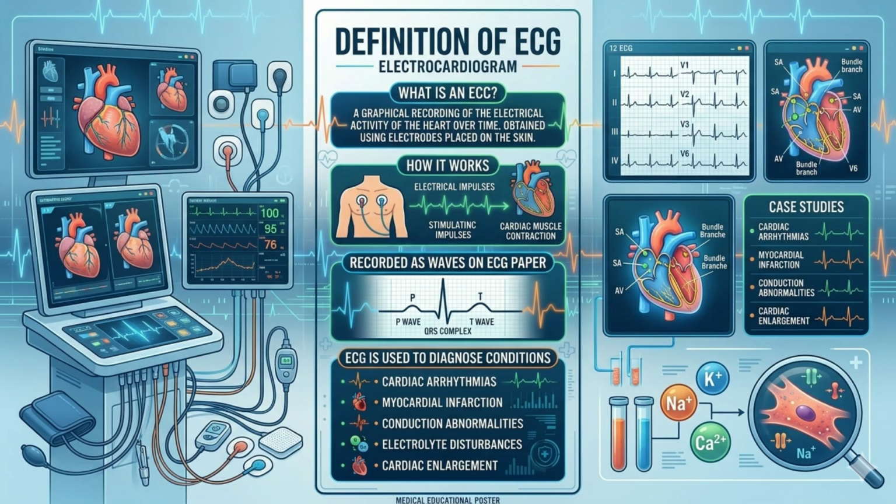An electrocardiogram is a graphical recording of the electrical activity of the heart over time, obtained using electrodes placed on the skin. The heart generates electrical impulses that stimulate contraction of the cardiac muscle. These electrical signals are detected by electrodes and recorded as waves on ECG paper. ECG is used to diagnose conditions such as cardiac arrhythmias, myocardial infarction, conduction abnormalities, electrolyte disturbances, and cardiac enlargement.